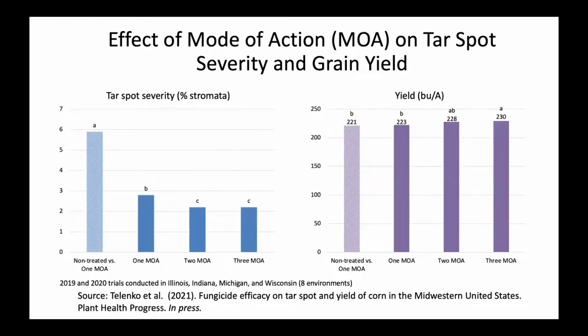And if you look at two different ways of looking at this, the graph on the left-hand side shows the reduction in stromata severity. There's been a trend that single mode of action does pretty well, but two mode of action and three mode of action mixed product fungicides appear to do even better. On the right side of the graph here, you see the effect on yield and a similar trend there, where you see the multiple modes of action fungicide products having the greatest effect.